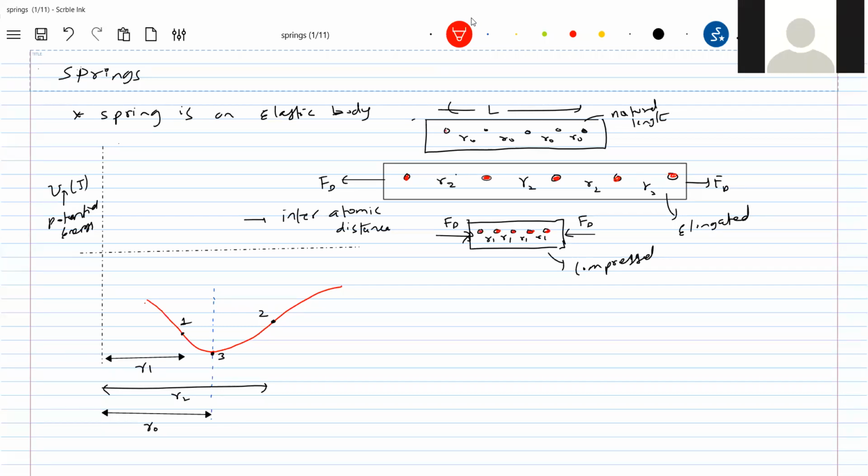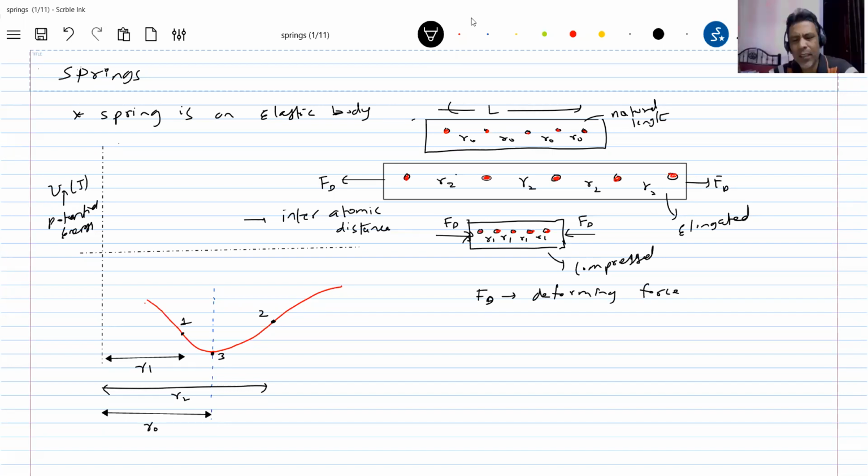Sir, what is FD? Deforming force, external force. FD is a deforming force. Nothing big. You might have taken some elastic band, no? As you increase the length or decrease the length, you try to stretch it. The force you apply to deform a body is called a deforming force.